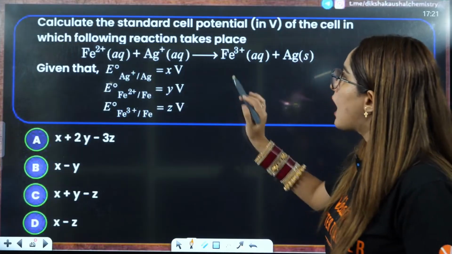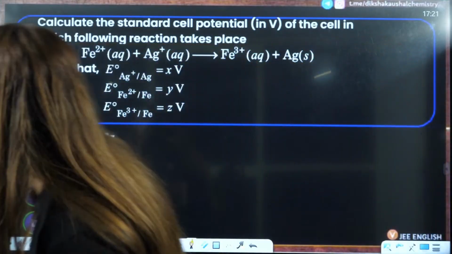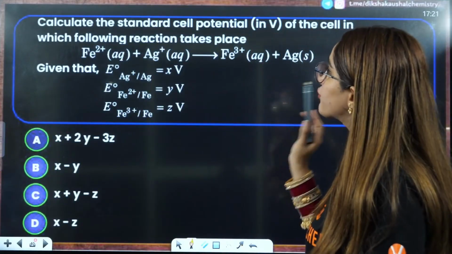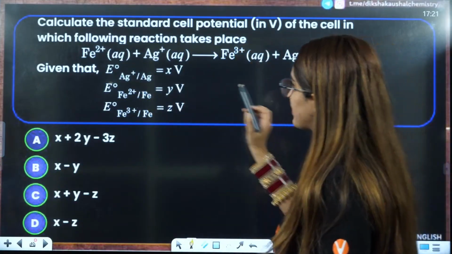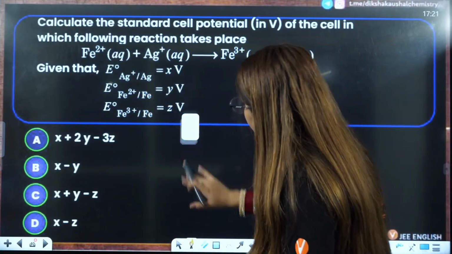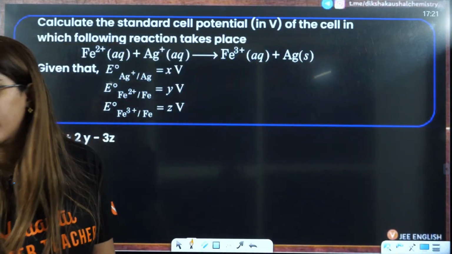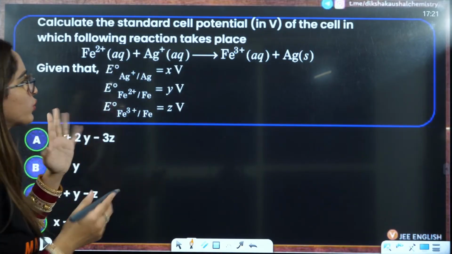Now next is, calculate the standard cell potential of the cell in which the following reaction takes place. So this is the reaction that you have. Every single question that I have picked is very interesting. Here they have given you two things.